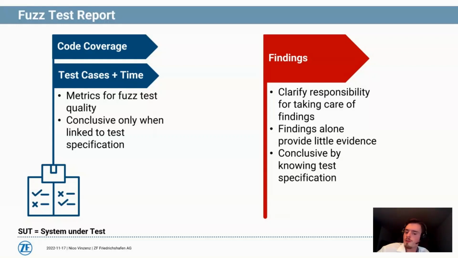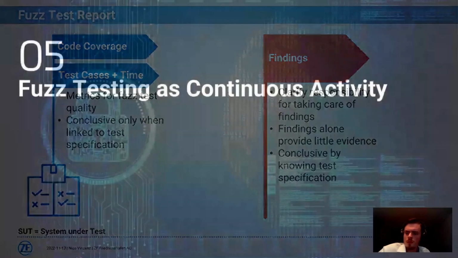So if I, for example, don't have any findings, I cannot conclude that I'm done with fuzz testing or that my fuzz test was good. It's really just conclusive if I also know the test specification and which kind of test was done there, with which kind of methodology, and whether it was appropriate for the test scenario.